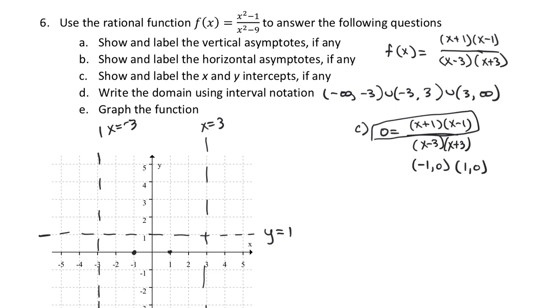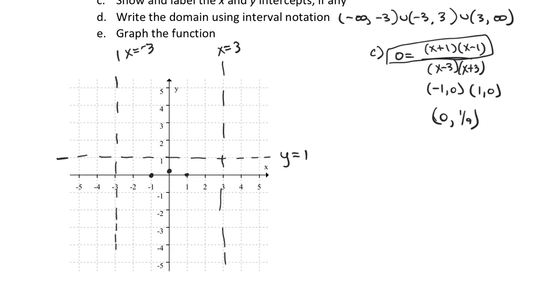The y-intercept is found by plugging 0 in for all the x values. So if I plug in 0, 0 minus 1 is -1, 0 minus 9 is -9. So the y-intercept is (0, 1/9). So the location of those 3 points gives us a picture in the middle like that.